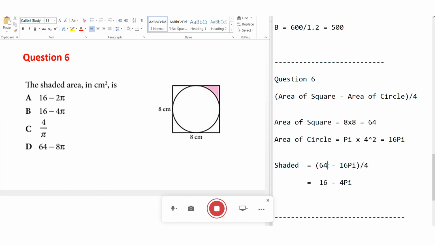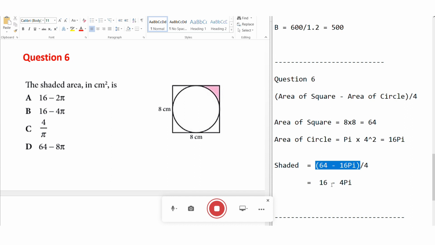Remember, we're going to take the area of the square minus the area of the circle and divide the entire answer by 4. I put this whole thing in brackets, meaning that the entire expression gets divided by 4. So that means the 64 gets divided by the 4 and the 16 pi gets divided by 4.